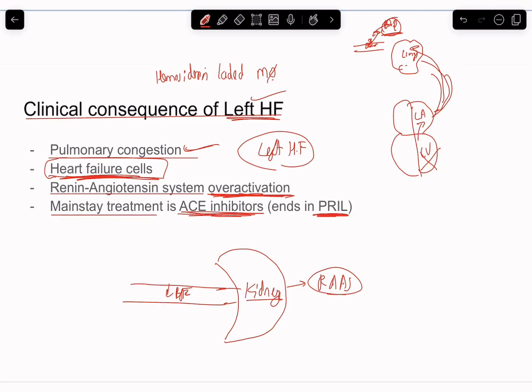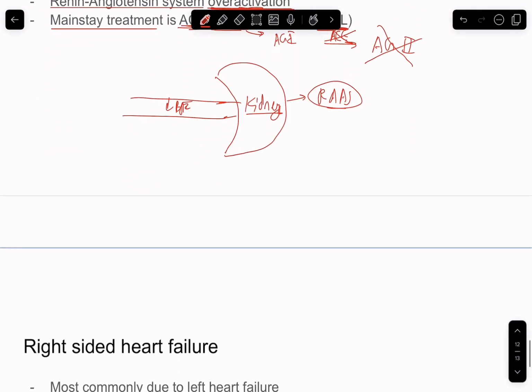So with ACE inhibitors, basically angiotensin 1 is converted into angiotensin 2 with the help of angiotensin converting enzyme. ACE inhibitors inhibit this enzyme, so angiotensin 2 will not get formed and it will not be able to do its job, which is to retain water.